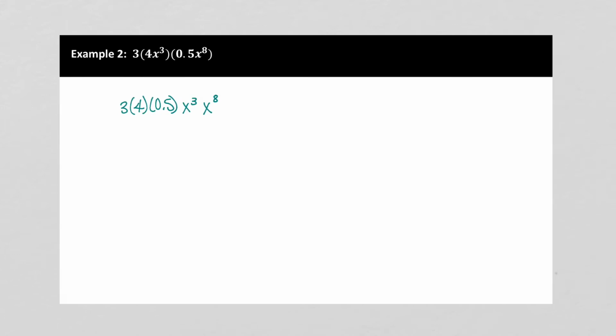So we'll have 3 times 4 times 0.5, and then x to the third times x to the eighth. 3 times 4 times 0.5 is 6, and we'll have x to the 3 plus 8, which is x to the 11th.